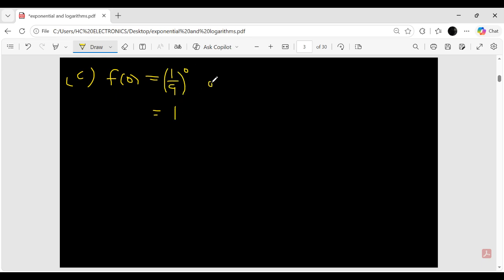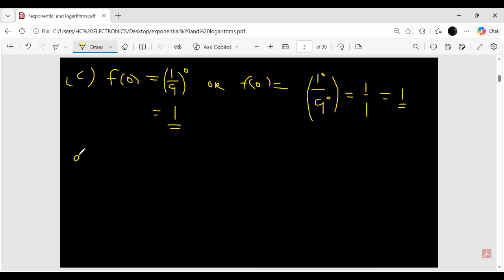Or if you want to show your working, you can just say f of 0 is equal to 1 to the power 0 over 9 to the power 0. When you do that, it is going to give you 1 over 1. As a result, it will give you 1 as the final answer. So you can solve it like this or like this.